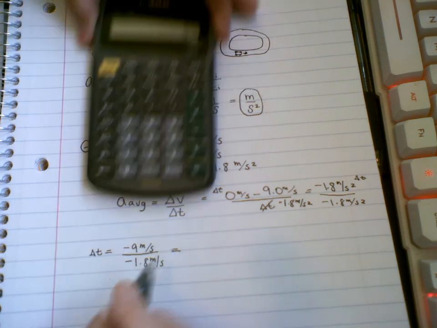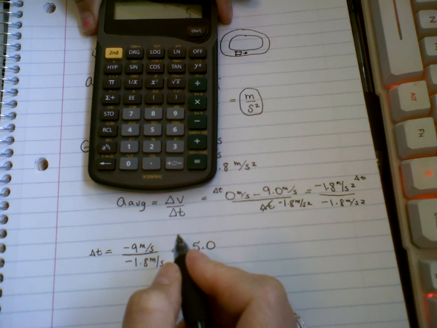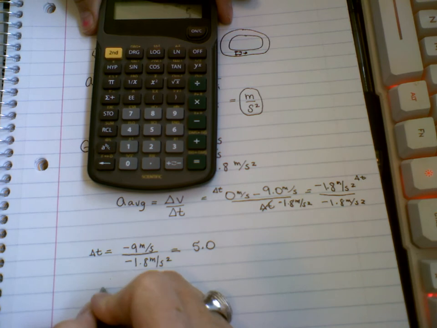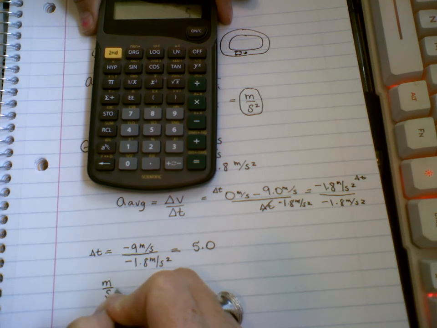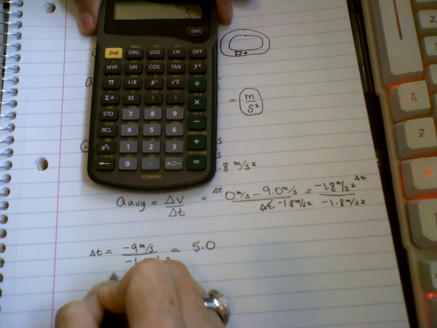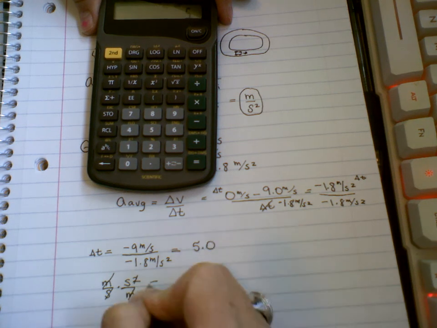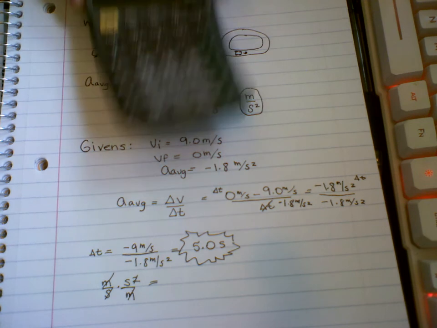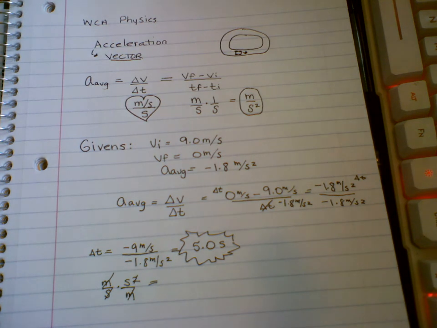That gives us 5.0. In this case, I'm sorry, meters per second squared. Meters per second divided by meters per second squared is the same as multiplying by the reciprocal, remember? So these cancel, this cancels, and it just gives us seconds as our final unit of measure. So it takes 5 seconds to slow down. It's a stopping point. That gives you a good example of average acceleration.